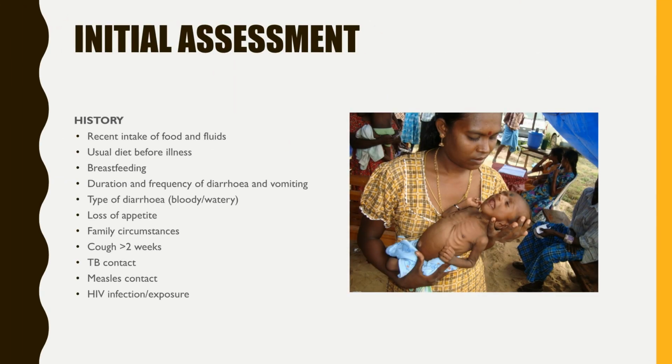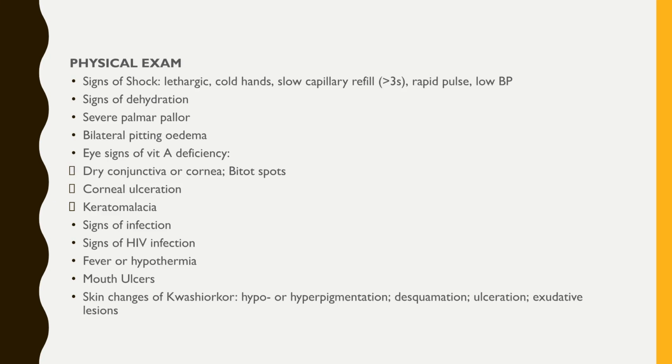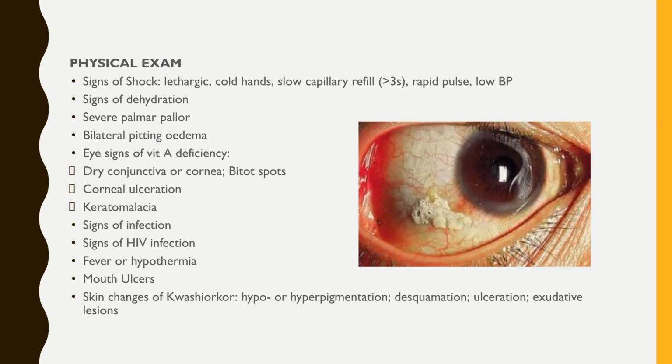Initial assessment involves taking a thorough history, including details about food and fluid intake, diet before illness, breastfeeding, diarrhea, vomiting, appetite loss, and family circumstances. Exposure to diseases like TB and measles and HIV status are also noted. The physical exam looks for signs of shock, dehydration, severe palmar pallor, and bilateral pitting edema. Clinicians should also look for eye signs of vitamin A deficiency, signs of infection, HIV infection, hypothermia, mouth ulcers, and skin changes indicative of kwashiorkor.